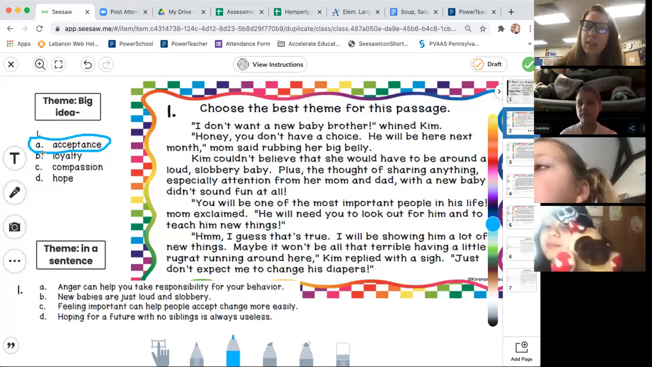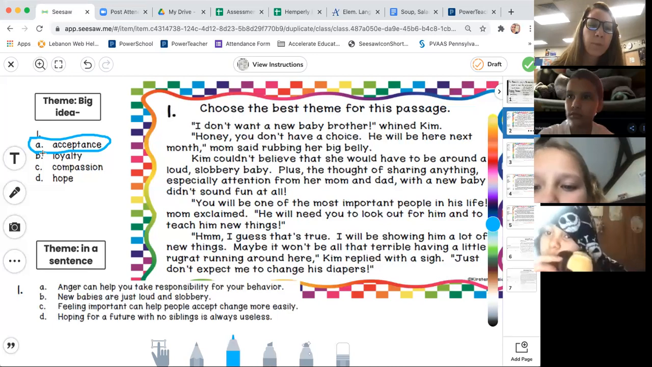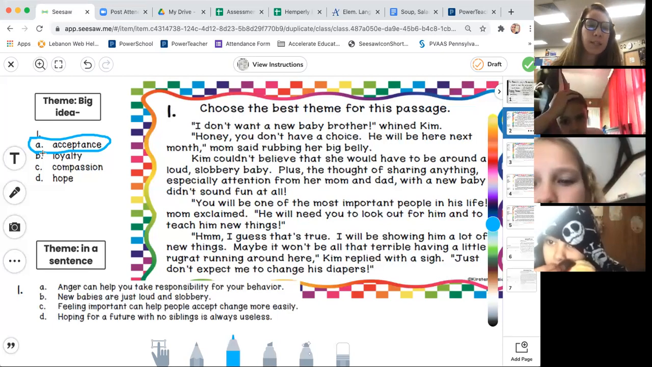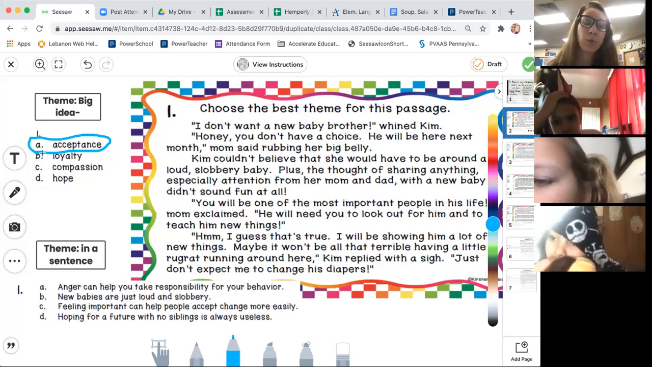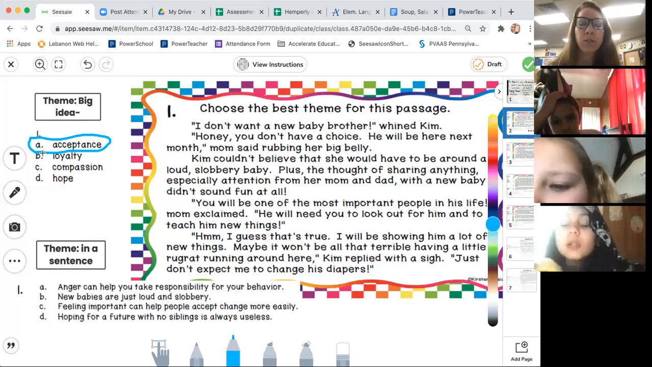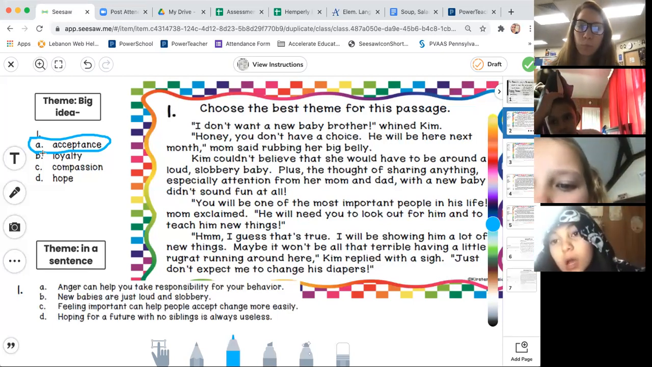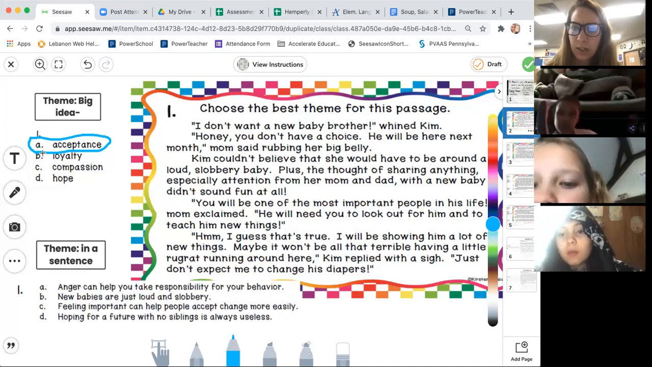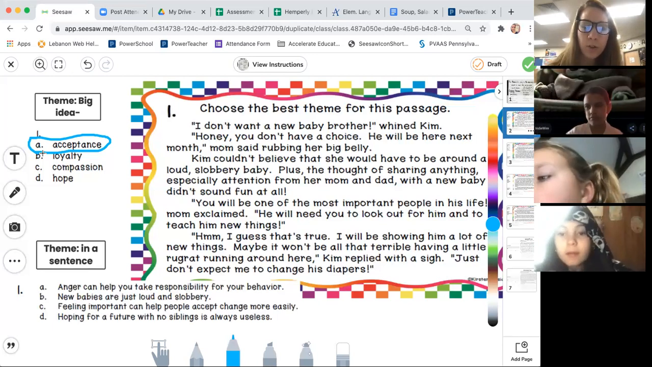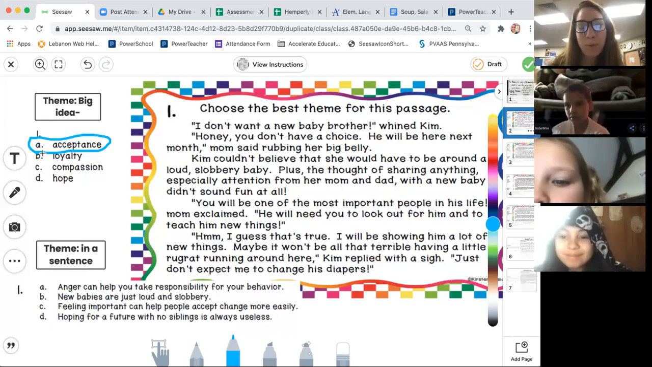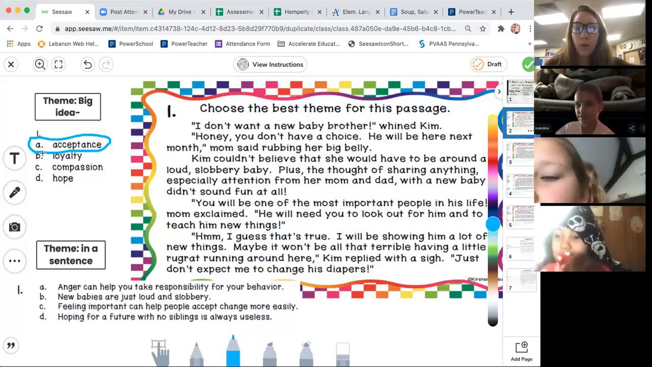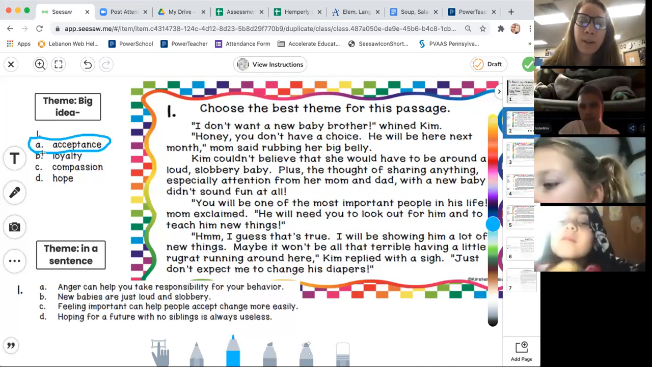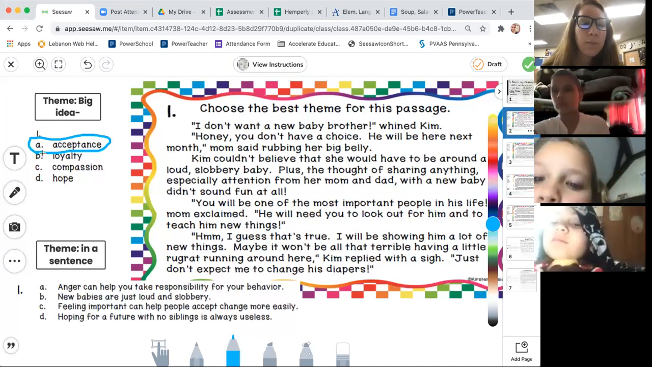Mm-hmm. So then let's think of a sentence that can go with this. Is it A, anger can help you take responsibility for your behavior? B, new babies are just loud and slobbery? C, feeling important can help people accept change more easily? Or D, hoping for a future with no siblings is always useless? C. Which one? C. I heard B or D and I couldn't tell which it was. C. Hoping for a future with no siblings is always useless? No, some people don't have siblings. I pick C. Oh, both of you are picking C? Yeah. Three of you? C. Yeah, feeling important can help people accept change. It's not going to be B.